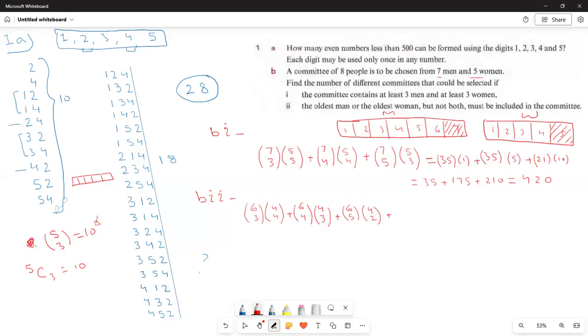And lastly, if I choose all seven men, one is the oldest and all the other six. So this is 6 choose 6. Basically, this is going to be one only, right? So I choose all the men and I have to choose one woman out of four. So this is 4 combination 1. These are the number of committees when the oldest man has been included in everyone.